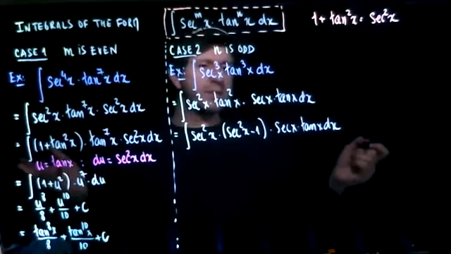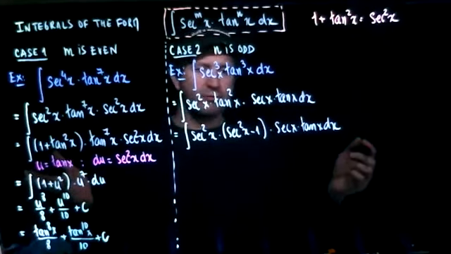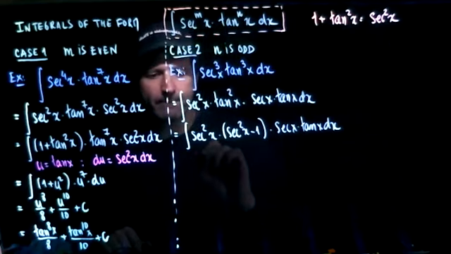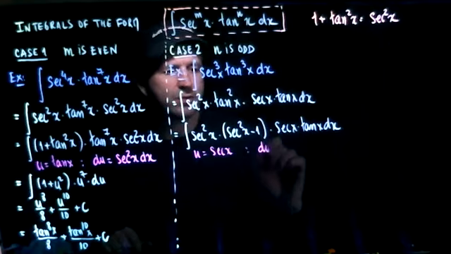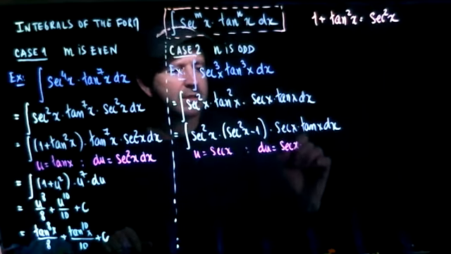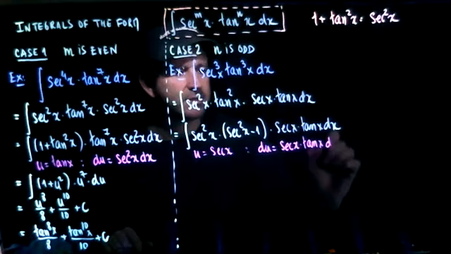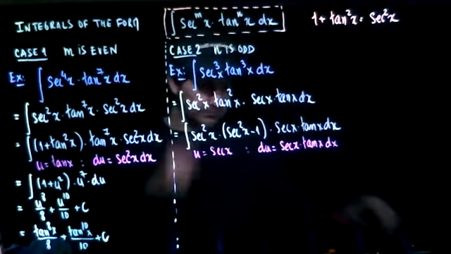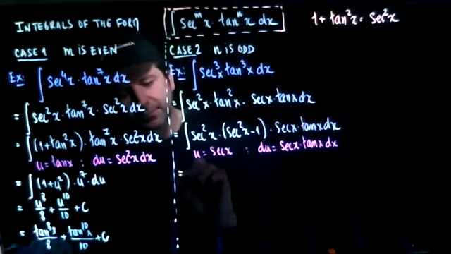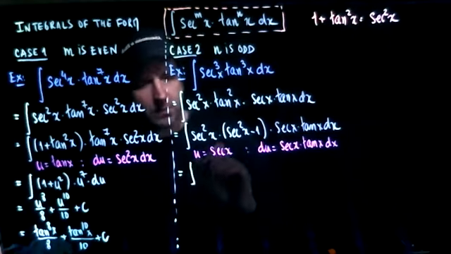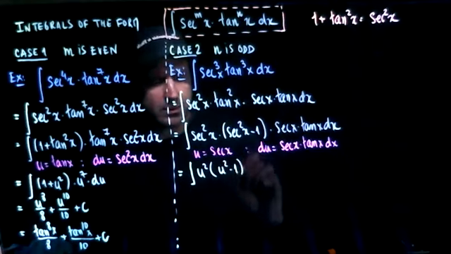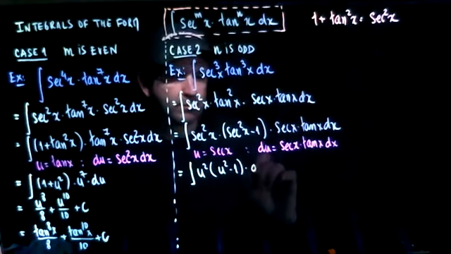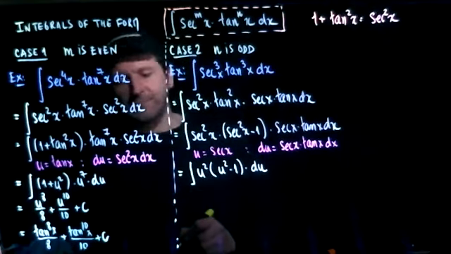Okay, and now I'm ready to do a substitution. It's a very easy one. u equals secant x. So du is secant x times tangent x times dx. So we have u squared times u squared minus 1 times secant tangent dx, that's du. And that's it.